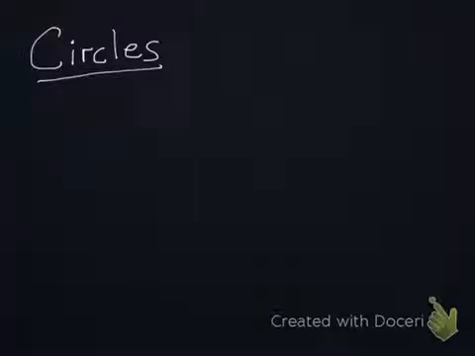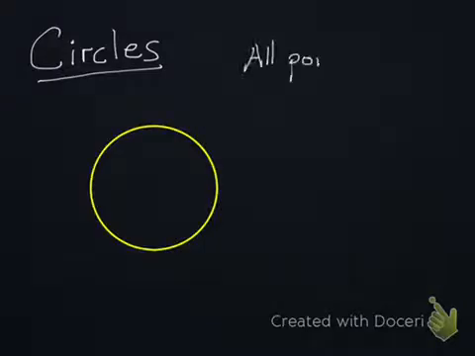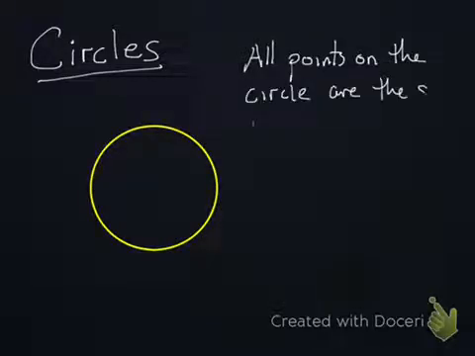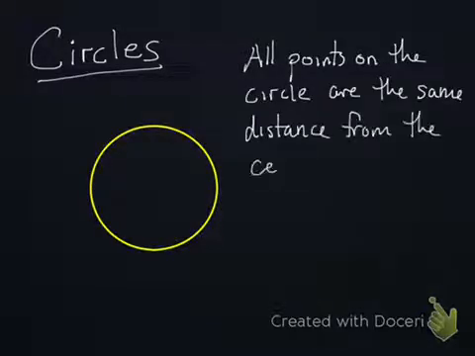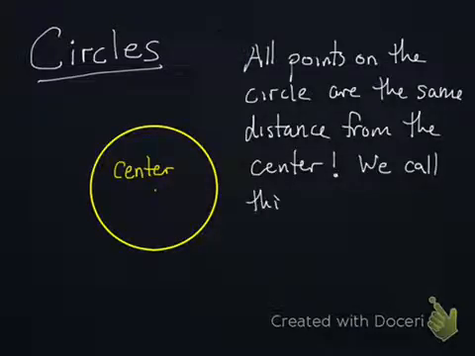Hey, let's talk about circles today. Now, I'm sure you know what a circle is, what it looks like, but did you know that actually all points on the circle are the same distance away from the center? Yeah, you probably did. That's called the radius.